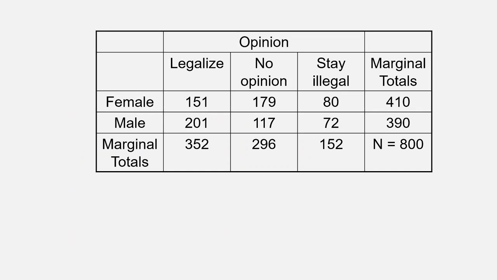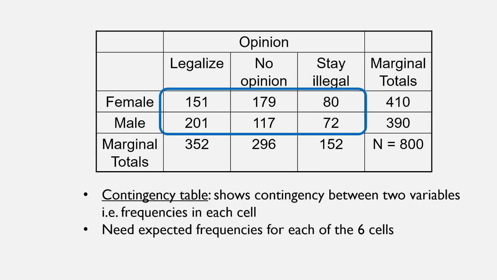So your data might look something like this. You would need the full breakdown of combinations of both of your factors, right? The number of women who said legalize it, the number of women that said no opinion, and the number of women that said stay illegal. This presentation of data is what we call a contingency table, because it shows us the frequency breakdown of one variable and its contingency on the second variable. What you have here are your 6 cells representing the frequencies of all of the women who had their various opinions and the men and their opinions. This is what allows us to evaluate whether or not men and women have different opinions.